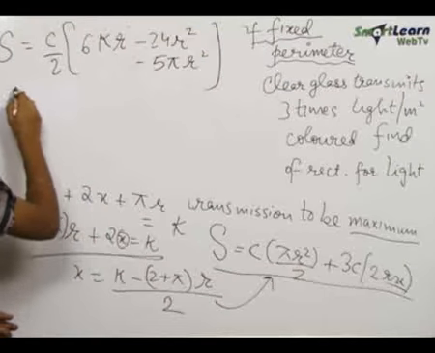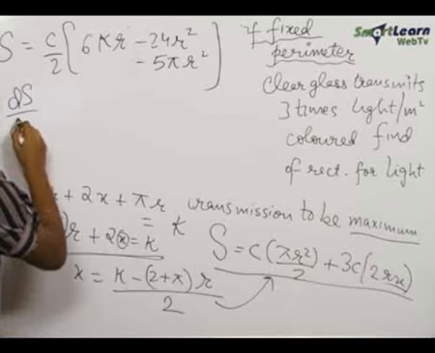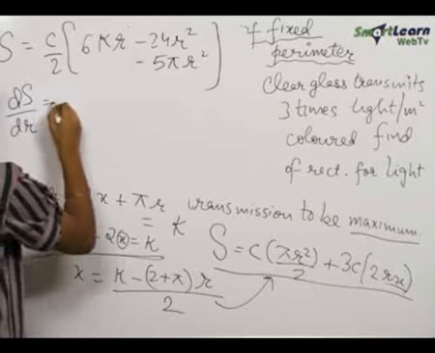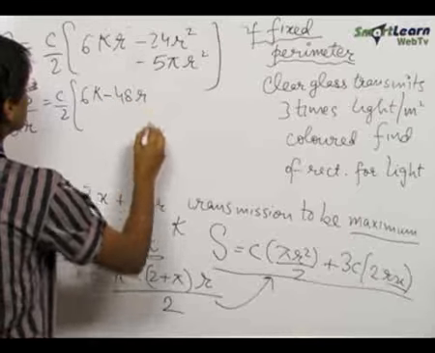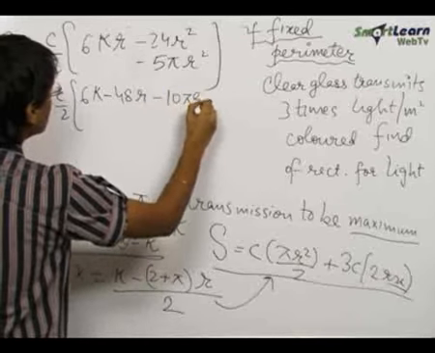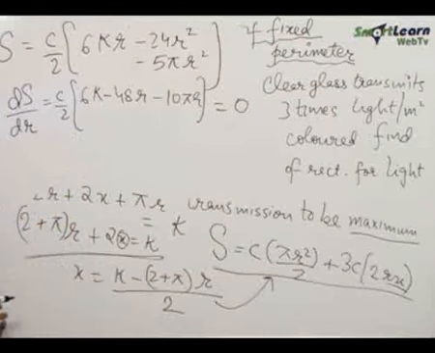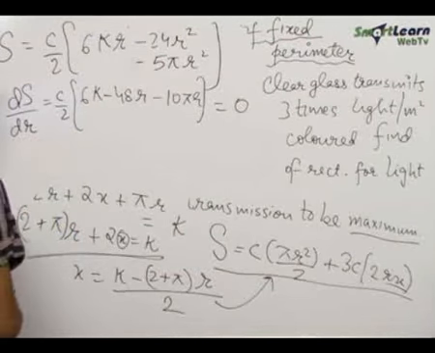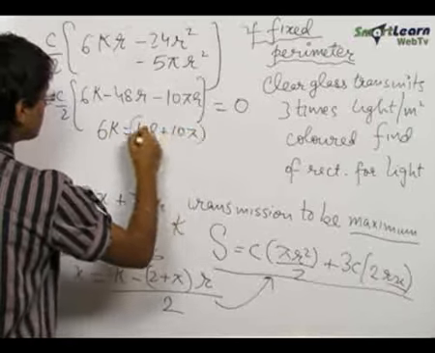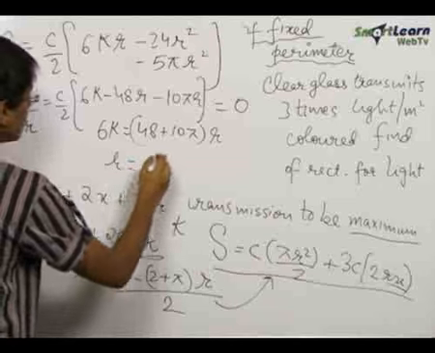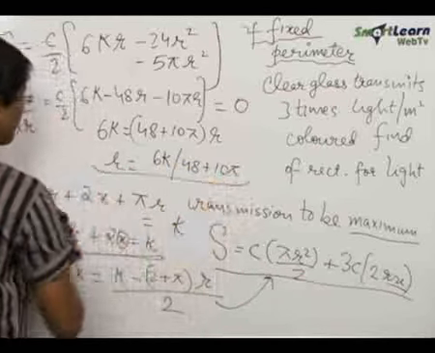Now we can very easily differentiate this total light S with respect to the variable r to get C by 2 times 6k minus 48r minus 10 pi r and put it equal to 0, because we know that at the point of maxima or minima the derivative is equal to 0. This gives us 6k is equal to (48 plus 10 pi) times r, and r is equal to 6k upon 48 plus 10 pi.